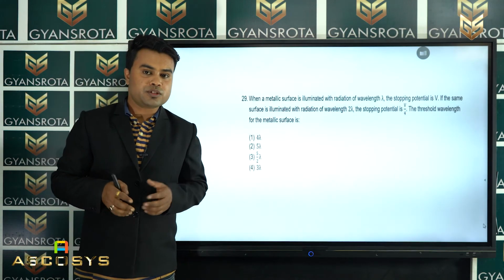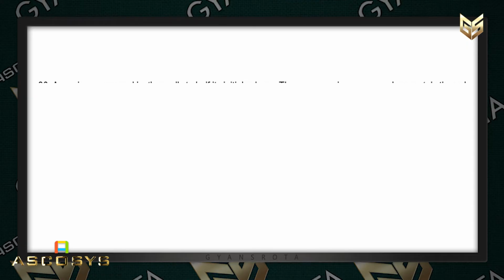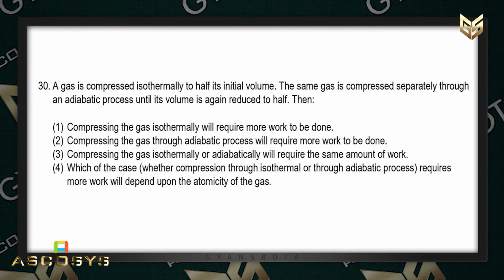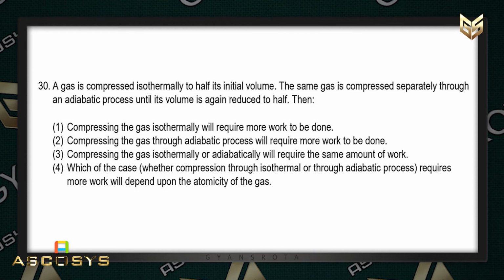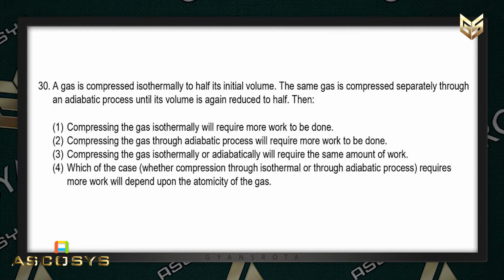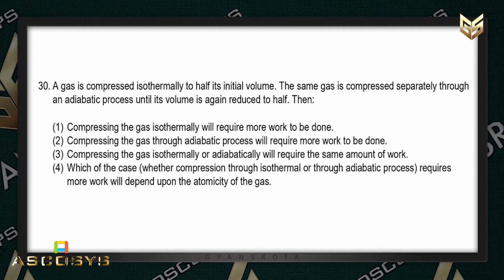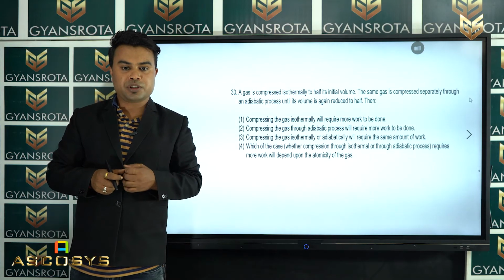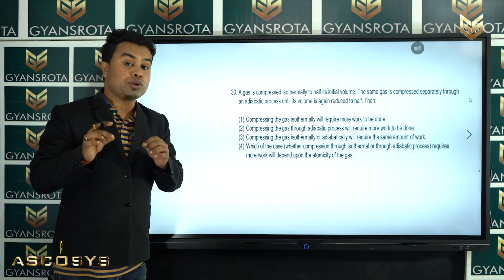Now let us move to the next question, that is question number 30. Question number 30 says that a gas is compressed isothermally to half its initial volume. The same gas is compressed separately through an adiabatic process until its volume is again reduced to half. Then what will be its condition? So there are 4 options. Let me draw the PV diagram first for this one. This question came from the chapter thermodynamics.